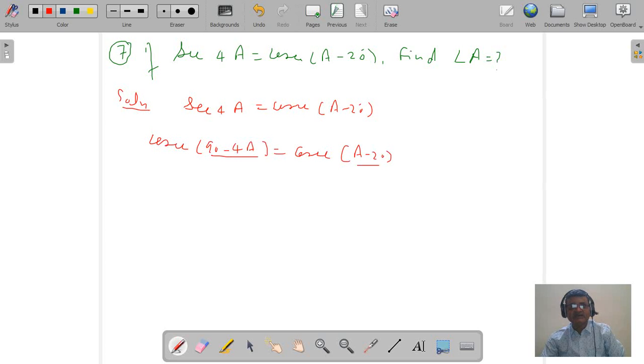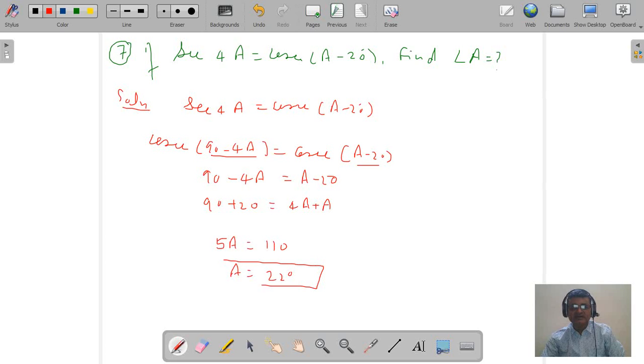So this angle and this angle will be the same. So 90 minus 4A is equal to A minus 20. So it is 90 plus 20 is equal to 4A plus A. So this is going to be 5A and this is 110. So A is equal to 22 degree. So this is the answer. So we can solve these types of questions using the complementary angle formula.